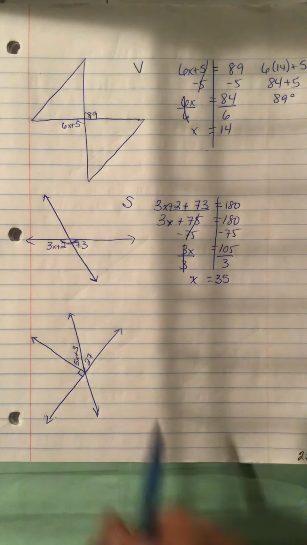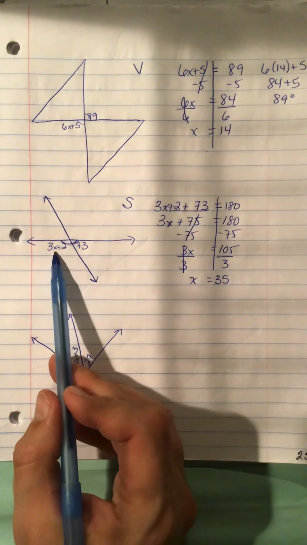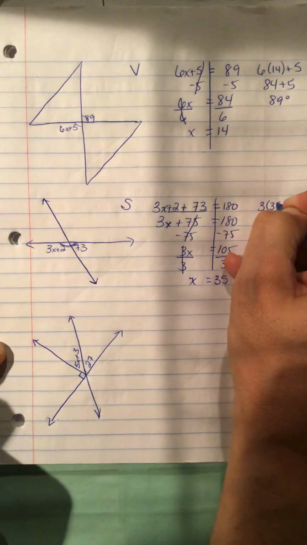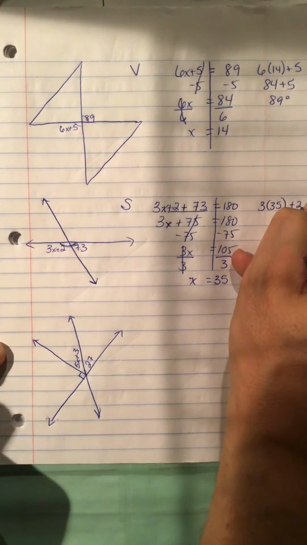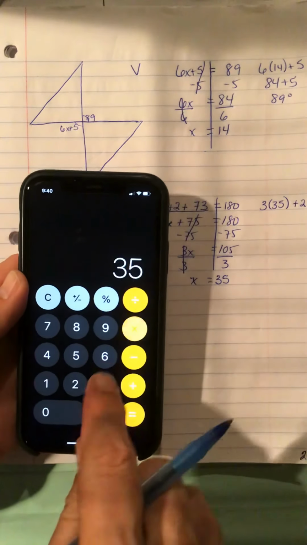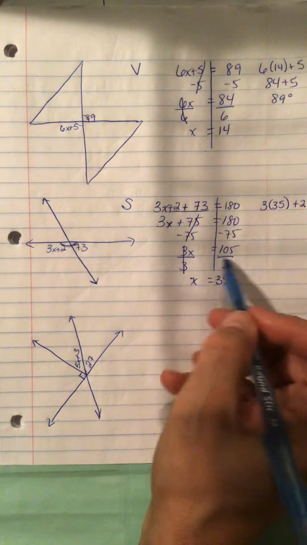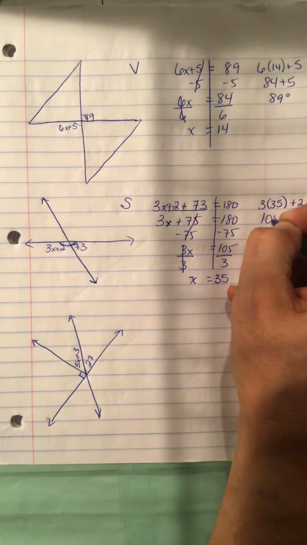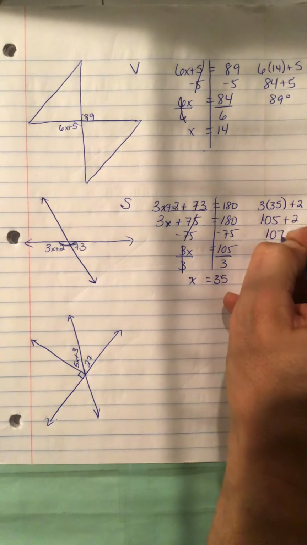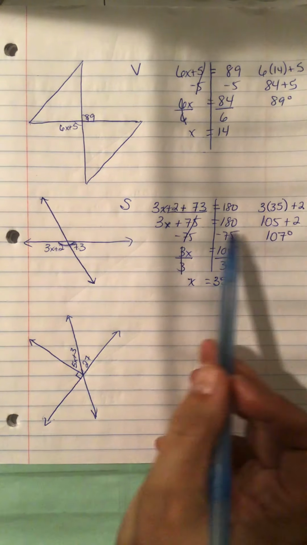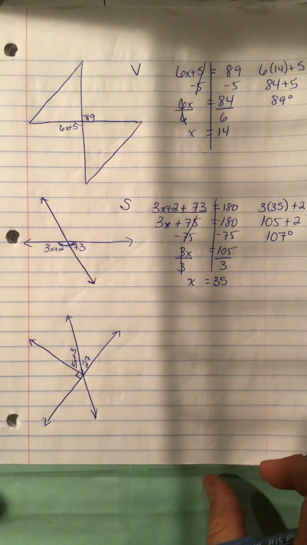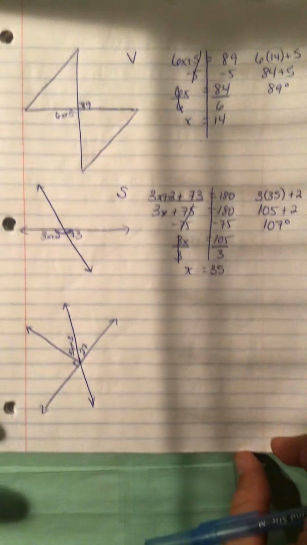So we found x. Now let's find the missing angle. We only have one missing angle to find here. So we have 3 times 35 plus 2. So let's take 35 times 3. That's our 105. Hey, look, it happened right here. 35 times 3 is 105. 105 plus 2 is 107 degrees. And if you add 107 to 73, you do get 180 degrees. So we know we have the correct angle measure, and we have the correct value for x.